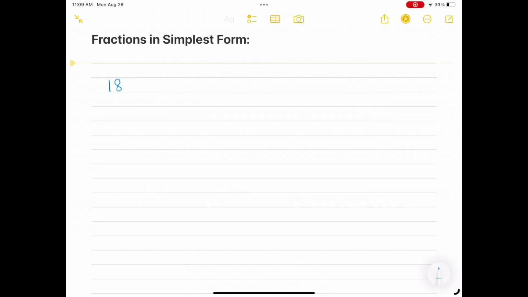To write the fraction 18/24 in its simplest form, we first do the prime factorization of 18. So 18 is an even number, it's divisible by 2. 2 goes into 18 9 times, and 9 is divisible by 3. 3 goes into 9 3 times. So now we have the prime factors of 18. They are 2 times 3 times 3.